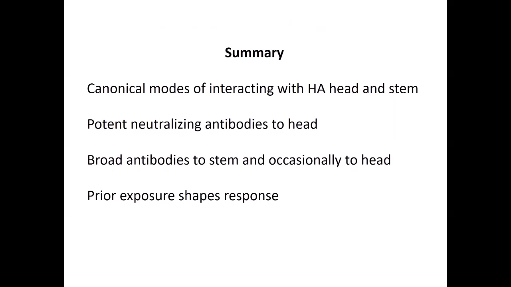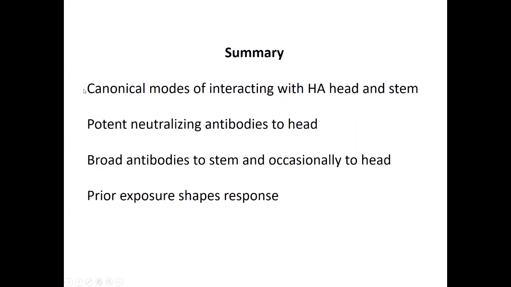So you have to just sort of think through, are you trying to catalog the whole response and understand the complexity to HA, NA, M1, NP, et cetera, or are you trying to develop a therapeutic antibody? What is your purpose? I think that guides the selection of the tools that you would use. So I'm going to end the talk just with some summary points.